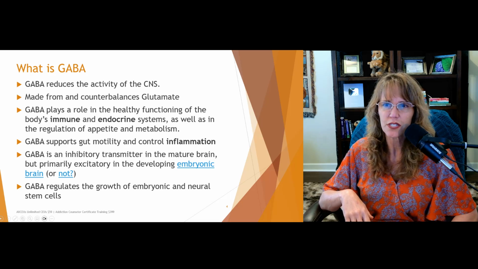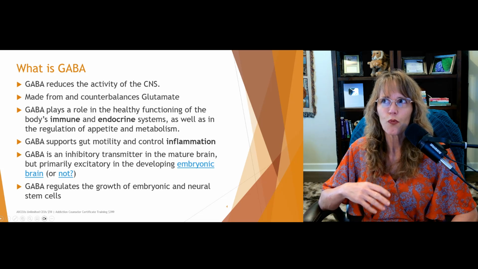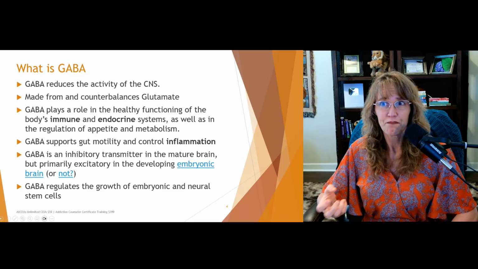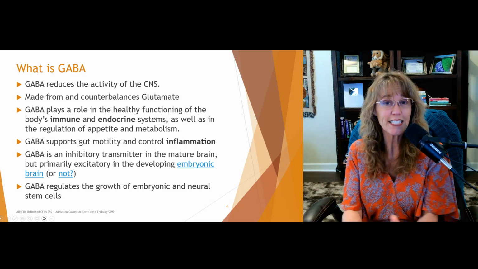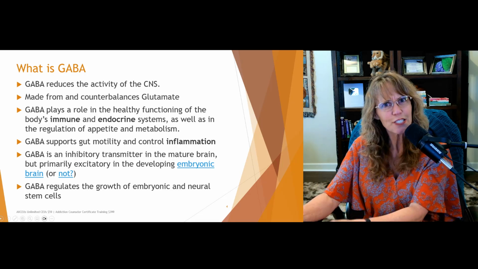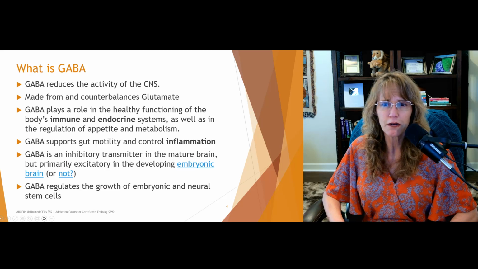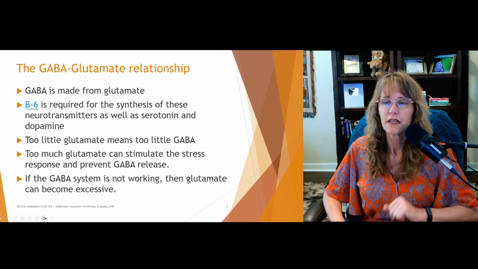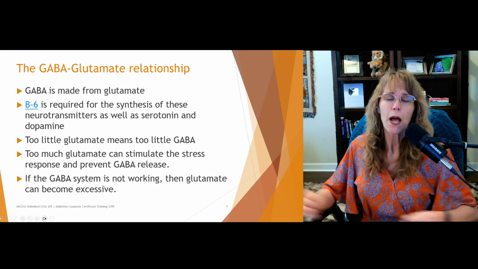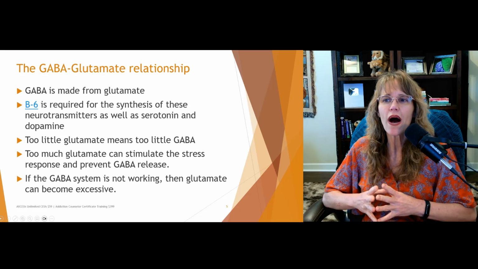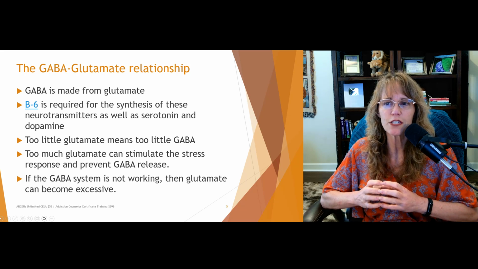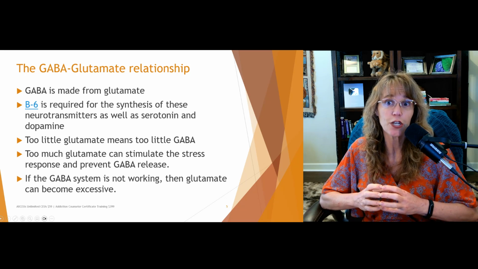I just thought it was interesting that we can have these beliefs that were supposedly scientifically proven that do change. So we need to stay up on our research. GABA is made from glutamate. B6 is required for the synthesis of these neurotransmitters, as well as serotonin and dopamine.